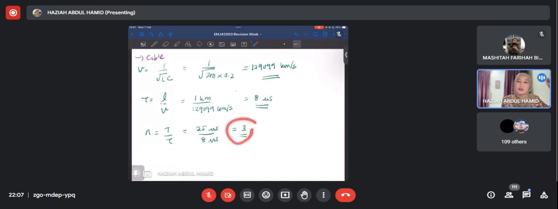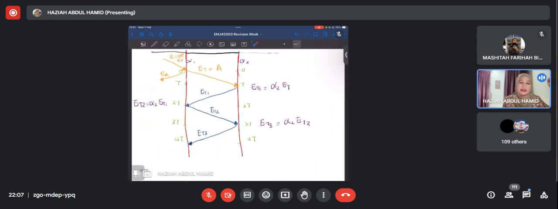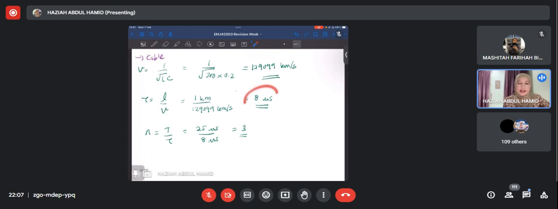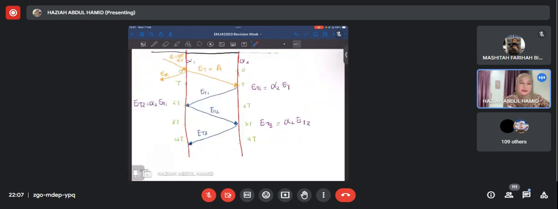So I only have to monitor up to 3 reflections. That's why saya draw dekat sini 3 reflection. First time, second, third time. Okay, so from here to here it takes about 8 microsecond. So tulis dekat sini 8 microsecond.